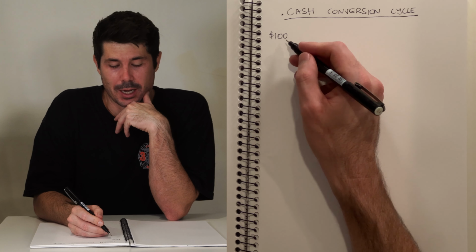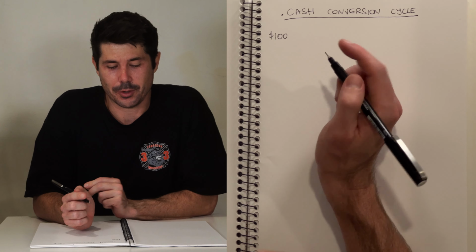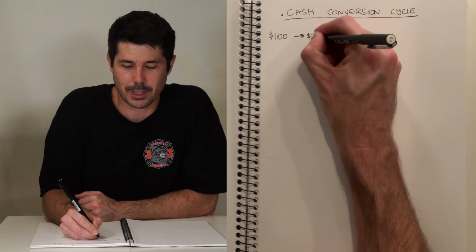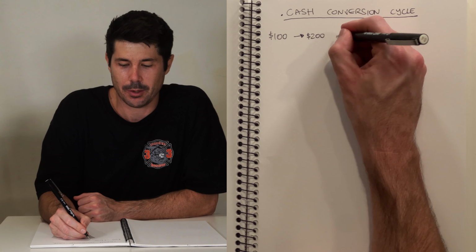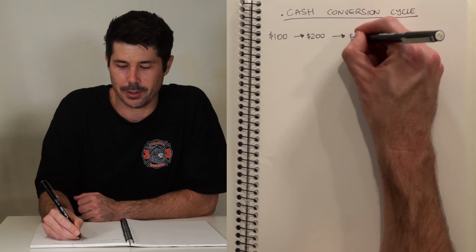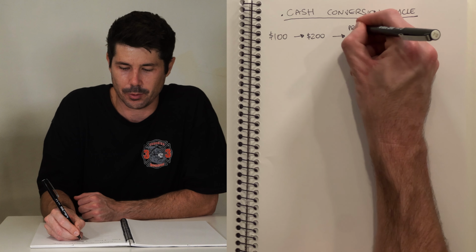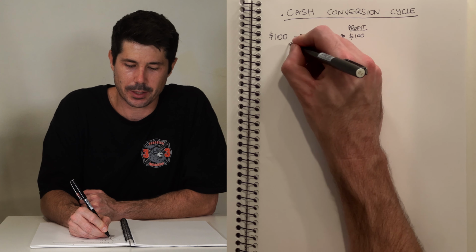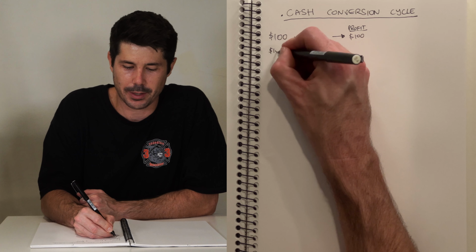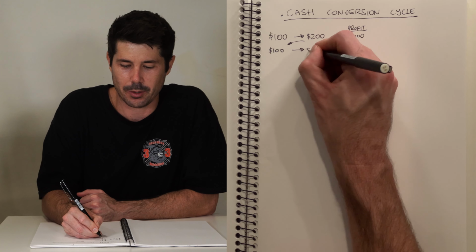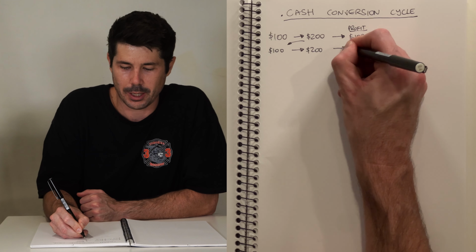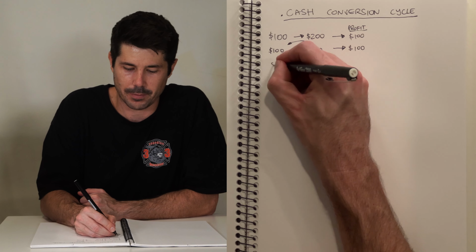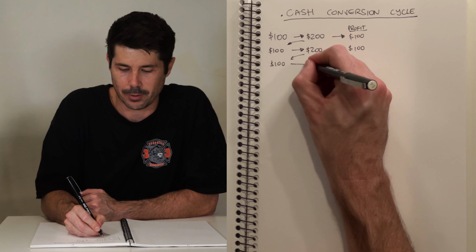So let's say we start with $100 and we buy $100 of inventory, and we're able to sell that inventory for double, $200, which then gives us a profit of $100. So we'll write profit up here of $100. And let's say we put that $200 back in, buy another $100 worth of inventory, and we repeat the cycle, right? And then we make $100 profit and then reinvest $100, right?